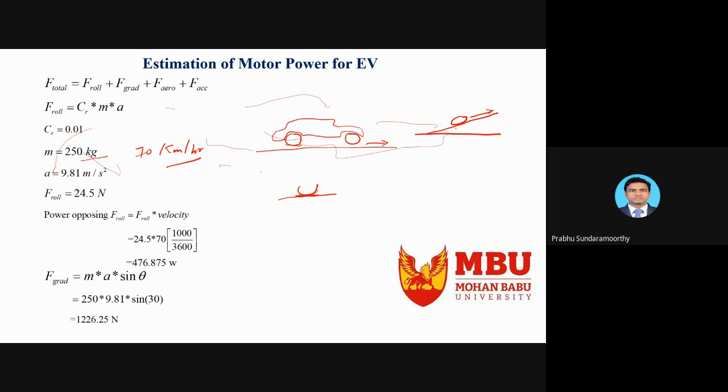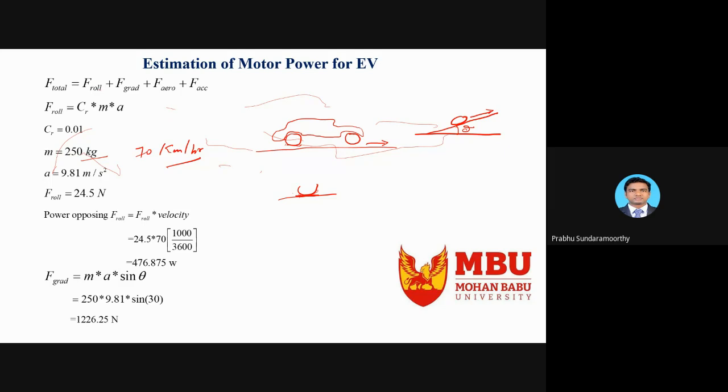Whenever a vehicle moves in a forward direction, suppose at 70 km/h, which is what I assume for this case study, the same 70 km/h of air will act in the opposite direction. Right? So that force also I need to overcome, then only the vehicle will be able to move. And then the last one is the acceleration force.